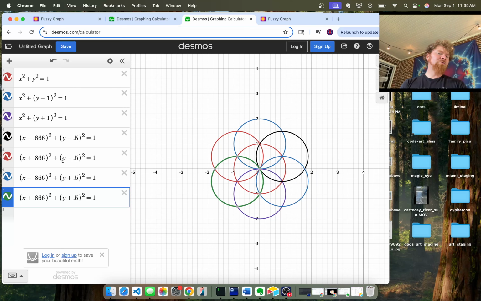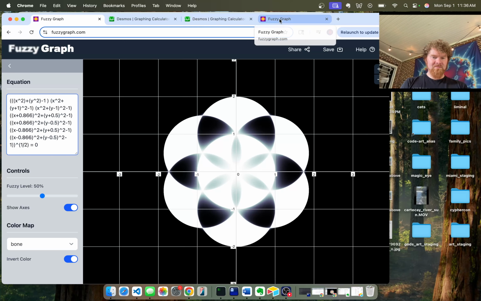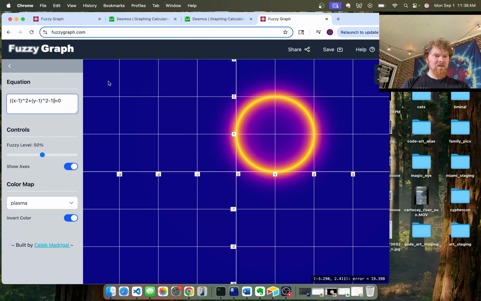But the question is, how can we actually combine all these into a single equation? A friend of mine asked me, can you do the seed of life as a single equation? My initial answer was, maybe once I roll out the multi-equation feature, but not until then. But after looking at it, I was challenged to do it. Basically, what you do is multiply each of these equations.